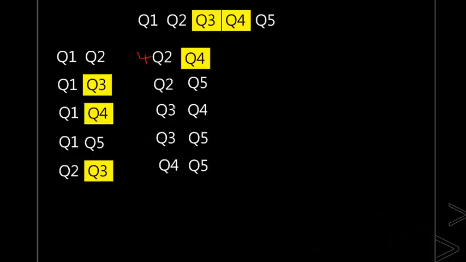Okay. Next case, Q3, Q4. When I say Q3, Q4, look at this. He has studied both the questions, right? Q3 is also known to him. Q4 is also known to him. So if I choose it this way, he will definitely pass. Yes. So this is the fifth chance where he can pass.